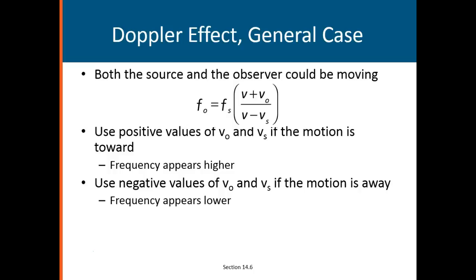Now, in other words, keep these signs the same, just change the sign of one or the other of these. If the observer is moving toward the sound source, then that's a positive. If the source is moving toward the observer, then this is positive, but this is still a minus sign. So, sure enough, that one formula says it all.